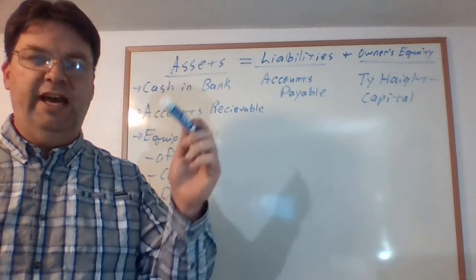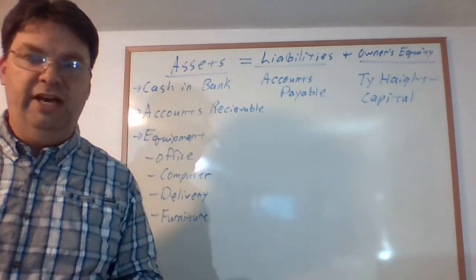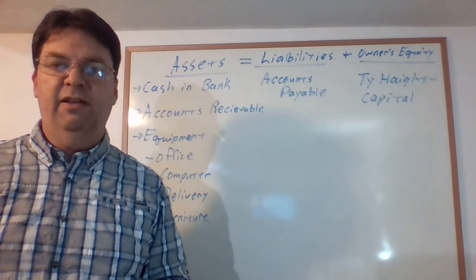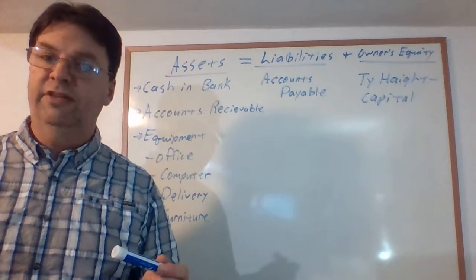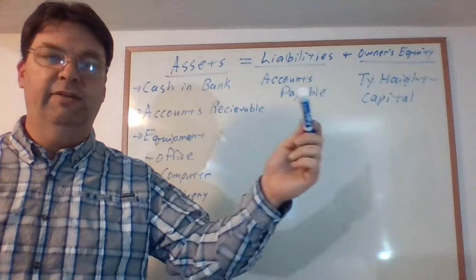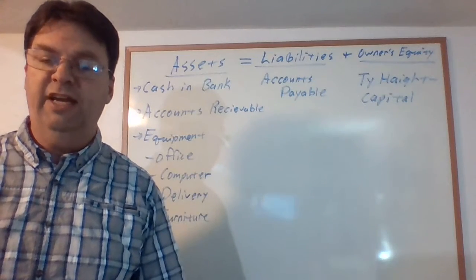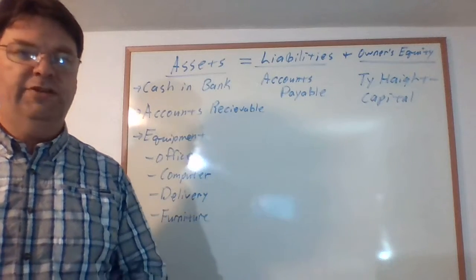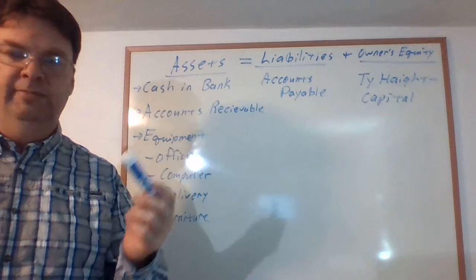And that is an asset because cash has value, all right? So if you have $10,000 cash, you have $10,000 of value. And in fact, it would be $10,000 in equity. You could take it out and you could use it if you wanted to, okay? So cash in bank is the main one.